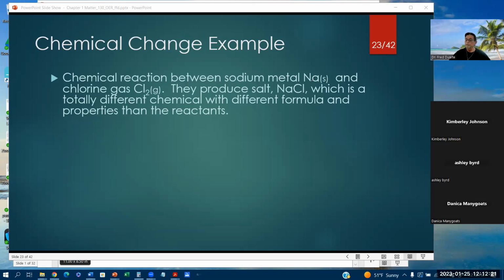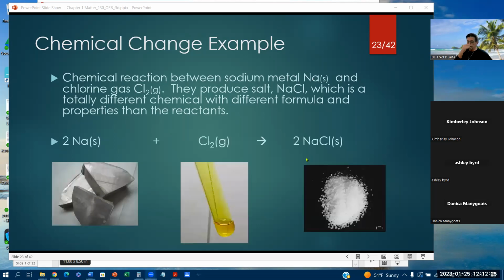All right, so here's an example. We have sodium metal, which is a very reactive metal. Here is a picture of it. It's soft, nice and shiny like a typical metal, but it's so reactive that to utilize it, we actually store it in mineral oil. We can't just leave it open to the air because it will react with the moisture.